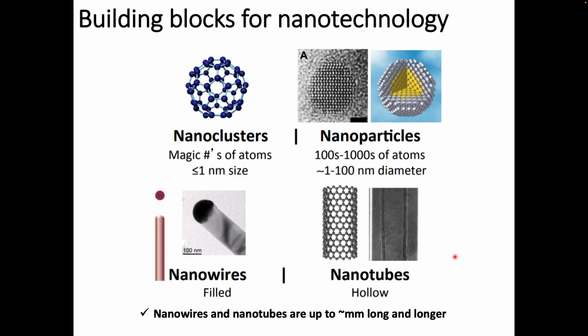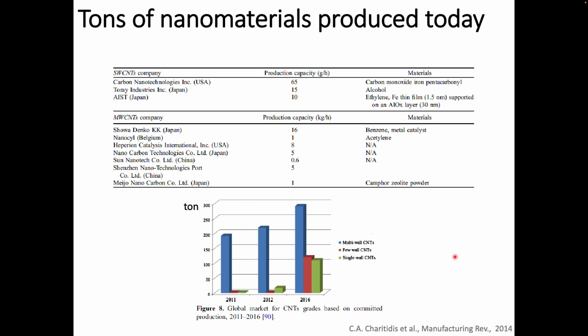What that means is that for nanowires and nanotubes, the aspect ratio is extremely high. Think about it: if this is 10 nanometers in diameter, and we assume it is 1 millimeter long, the aspect ratio is extremely high, right? Some researchers use these nanowires and nanotubes as yarns, even for producing fabric, because the aspect ratio is so long. And there are tons of nanomaterials produced today.